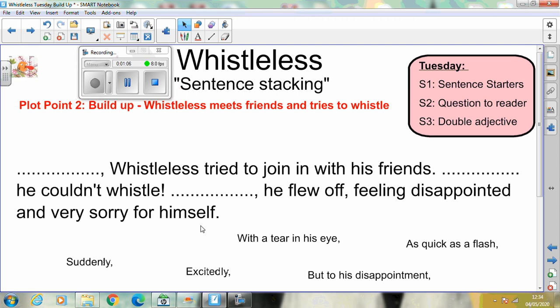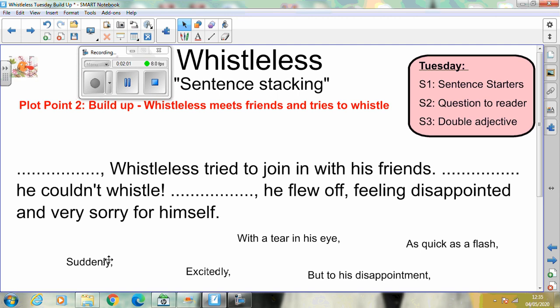I've got some examples at the bottom here of different sentence starters we could use. You'll notice they all start with a capital letter and they have a comma after them. The examples are suddenly, excitedly, with a tear in his eye, as quick as a flash, or but to his disappointment, comma. There's lots of different examples of sentence starters that you would have come across in your own reading. And if you want to pause this recording now, you can do. And on a piece of scrap paper, make a note of any other sentence starters you can think of that you might like to use to fill in the gaps in these sentences here.